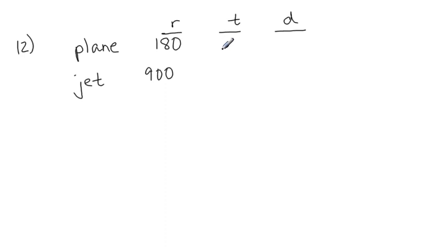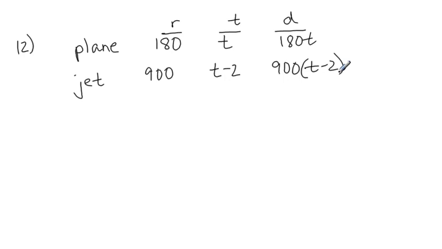Our time is going to be represented with, if we know that the jet left 2 hours later, then we know that it has 2 hours less time than the plane did. So if I let t represent the time of the plane, then t minus 2 would be the time of the jet. And then we know that distance equals rate times time. So this one would be 180 times t and 900 times t minus 2.